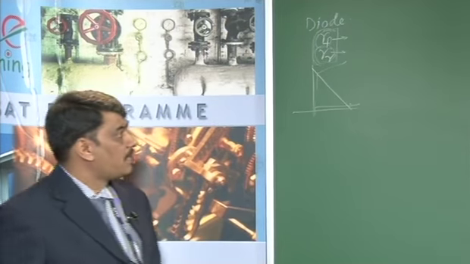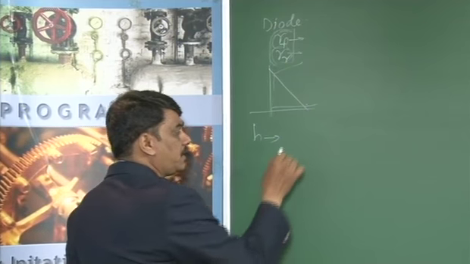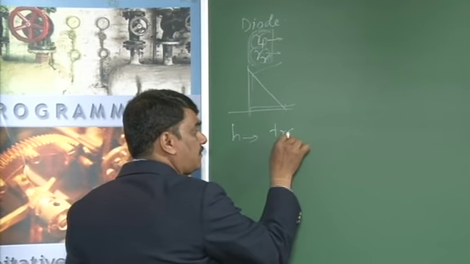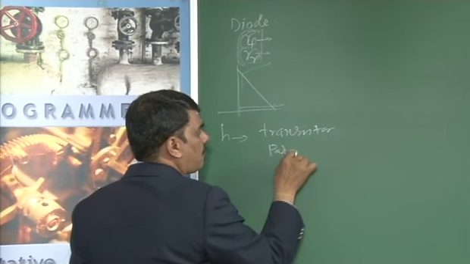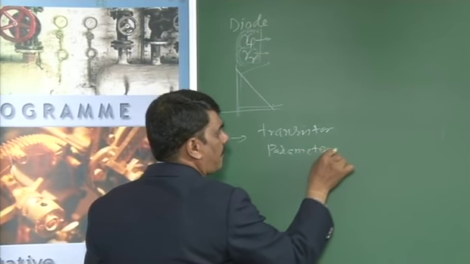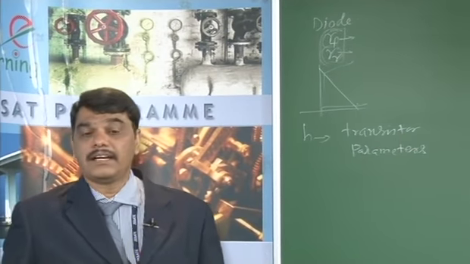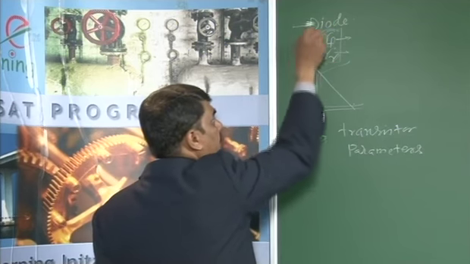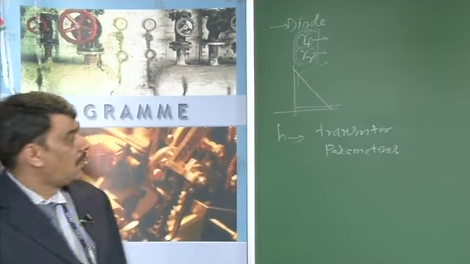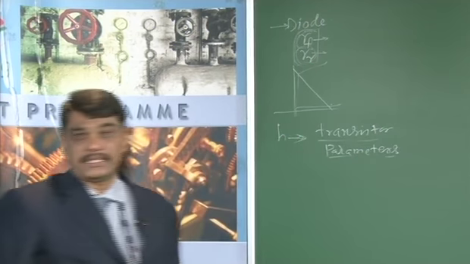The hybrid model, the H parameter model, is designed using the transistor parameters. Here we have to distinguish the RE model and the hybrid model. The RE model is designed based on the diode parameters, and the hybrid model is based on the transistor parameters.